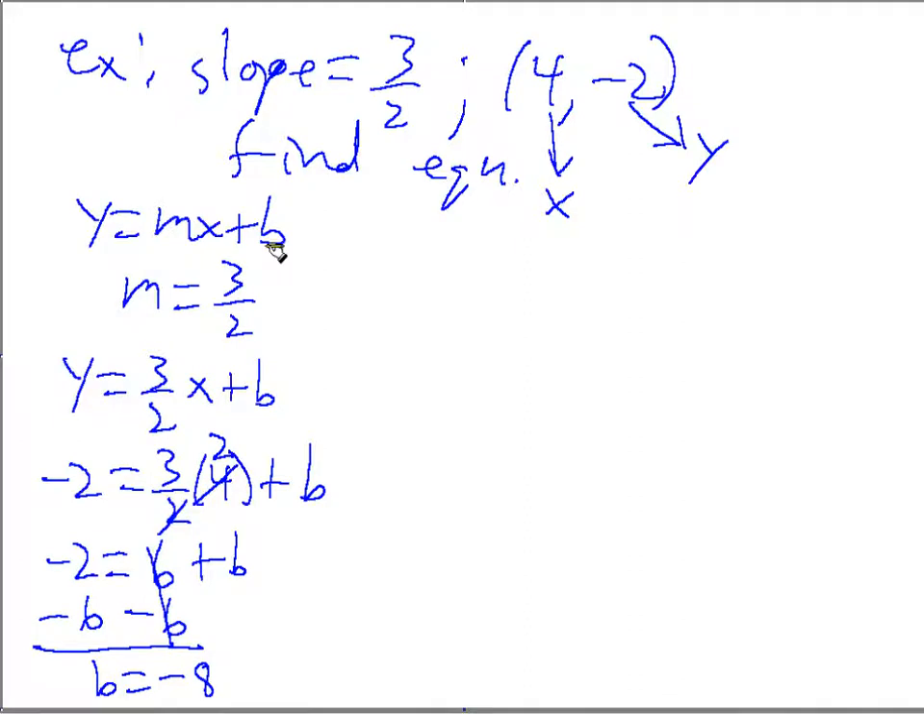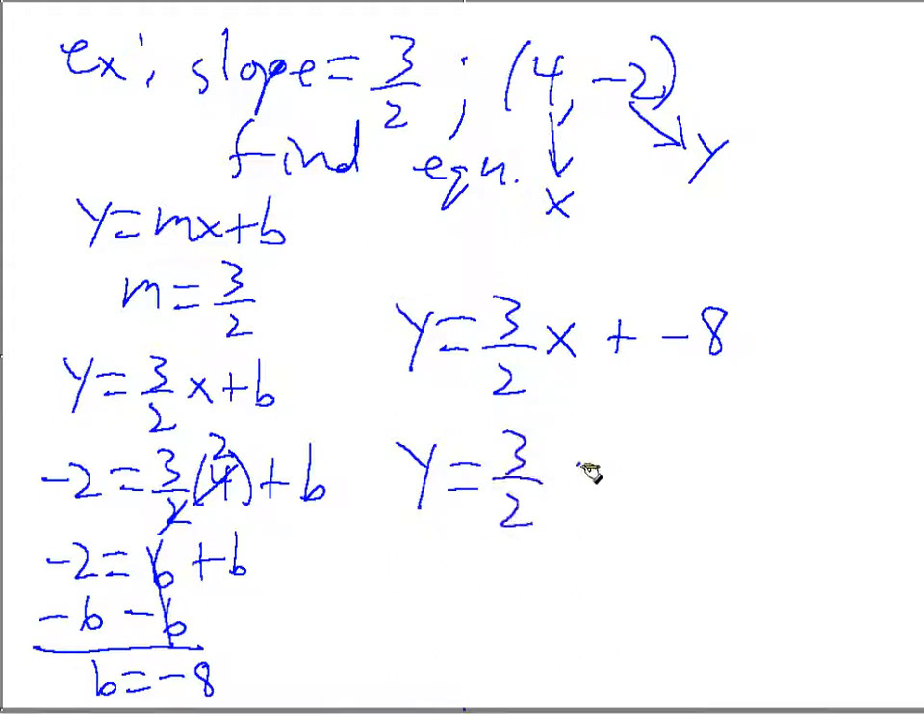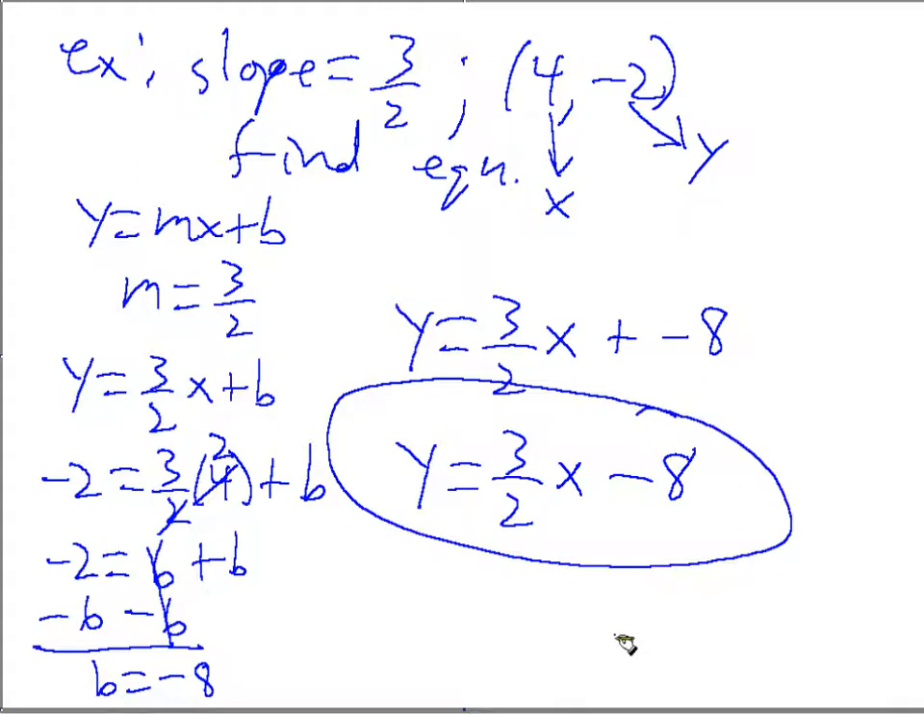The final answer has to be the mx plus b equation. So therefore, the final answer here will be what? Well, 3/2 x plus negative 8, right, plus b, right? b is negative 8, but let's write that as y equal to 3/2 x minus 8. Okay, so we get y equal to 3/2 x minus 8 as our solution here. All right, let's try another one.